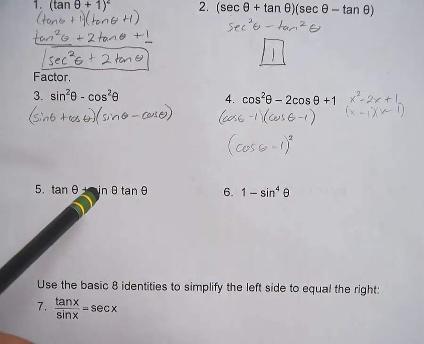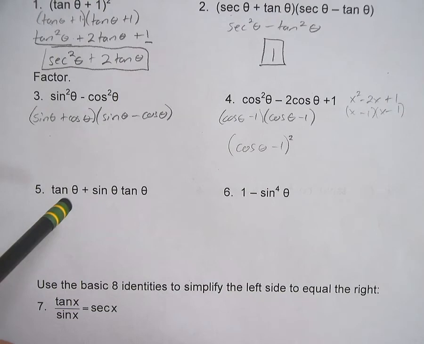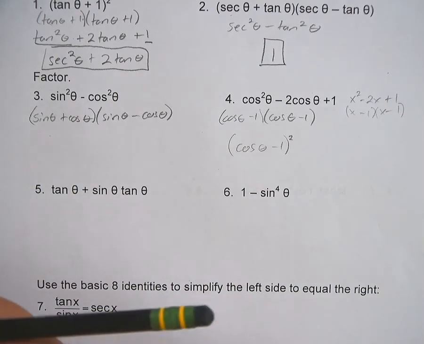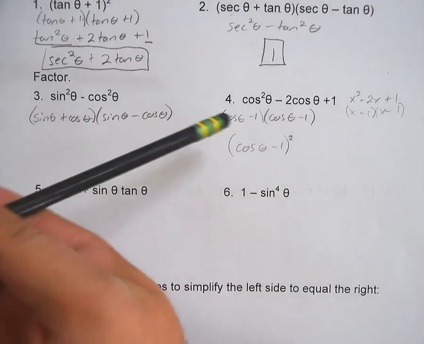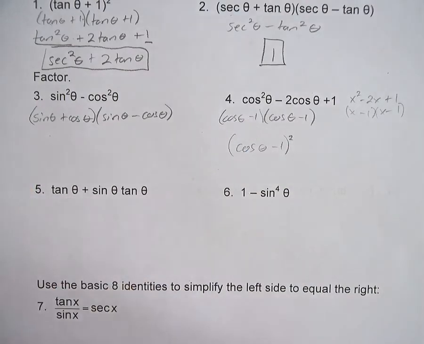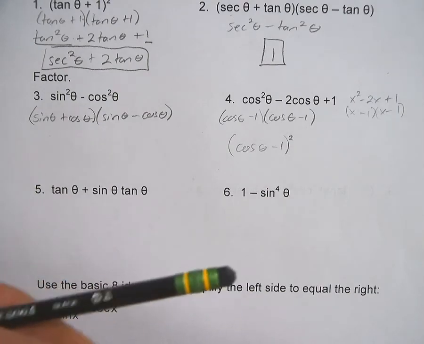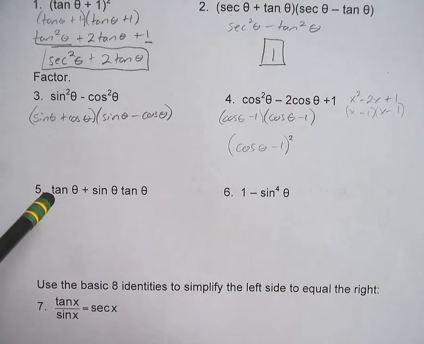This is going to be a greatest common factor, because tangent theta plus sine theta tangent theta doesn't factor out with first times first, with it being able to FOIL it. It doesn't factor out that way. So what we would look for then is a GCF, greatest common factor. In other words, I've got tangent theta and sine theta tangent theta. Well, what do they have in common? They both have a tangent theta. So let's pull a tangent theta out.